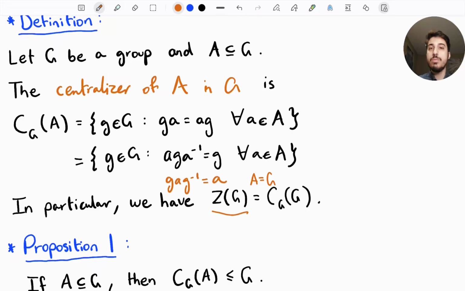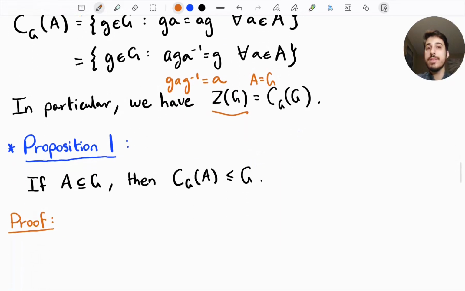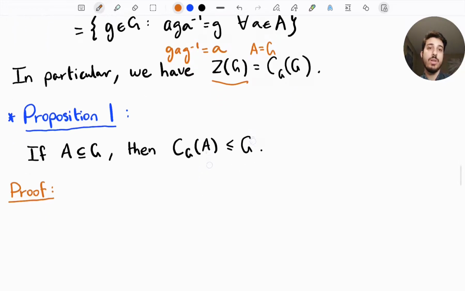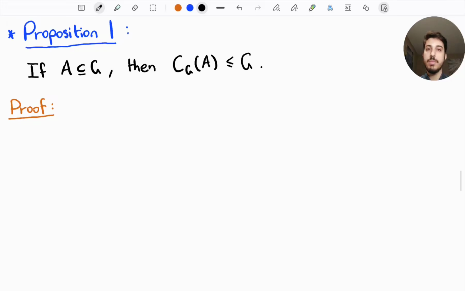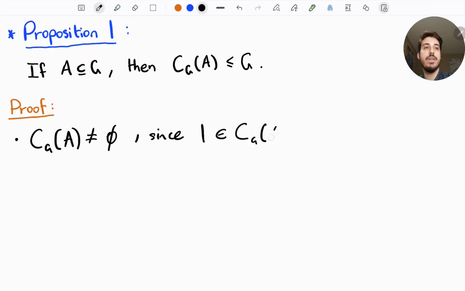So let us now move to proposition 1, which tells us that not only is the centralizer a subset of G, but also a subgroup of G, no matter what A was. To prove this proposition, we would need to prove what normally a subgroup is. So the first condition would be to prove that C_G(A) is not empty, since the identity is found in C_G(A), because the identity naturally commutes with all of the elements in A, in G even.